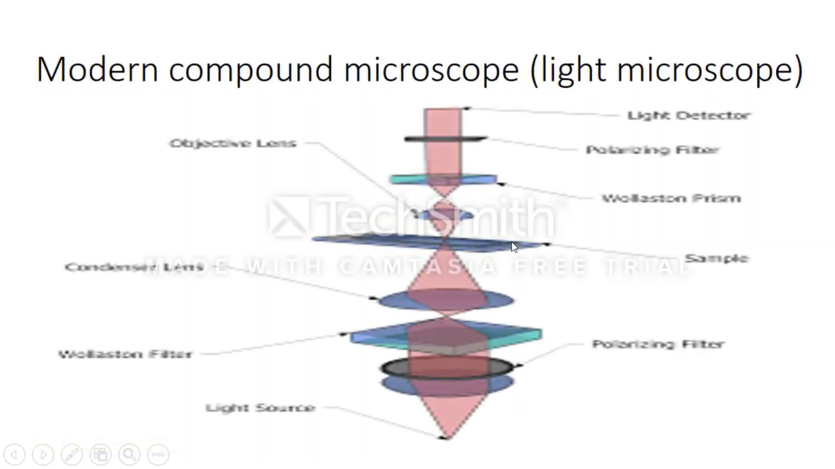So now here we're looking at modern compound microscopes. This is considered the light microscope. We have an objective lens up here and a condenser lens down here. The condenser lens is capable of 100 times amplification, and the objective lens is then capable of 10 times amplification. That makes this entire apparatus 1,000 times amplification.